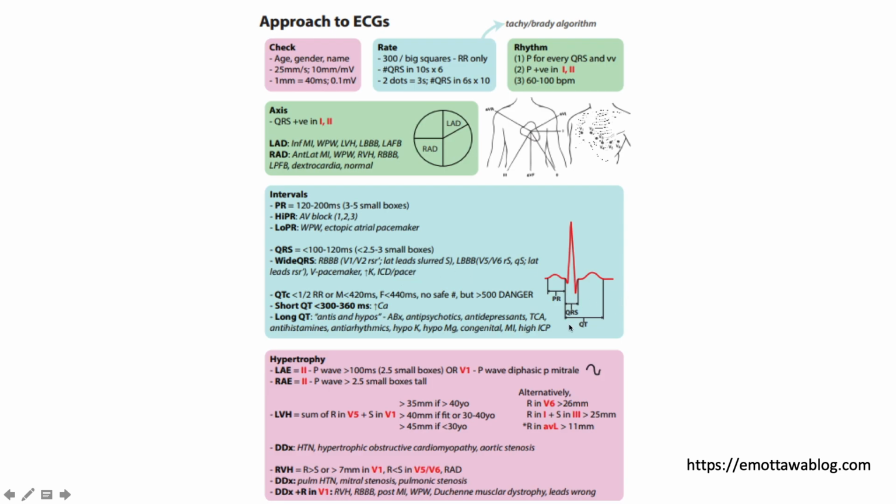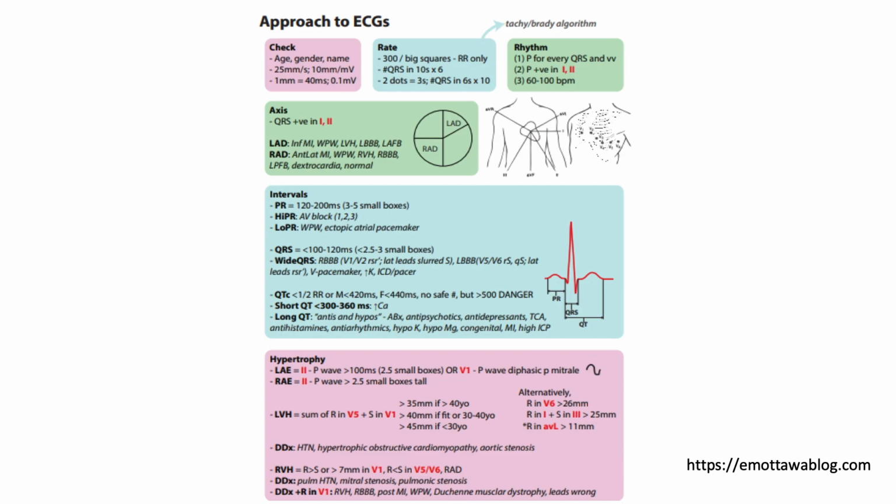Then looking at your QTc, which is the QT interval, which we have to correct, right? So normal corrected QTc interval in females is anything below 440 milliseconds, and in males anything below 420 milliseconds, right? Classic causes of a short QT interval is hypercalcemia, and then there's a whole truckload of causes for a long QT, where we think about the antis and the hypos. Think about antibiotics, antipsychotics, antidepressants, especially in the setting of TCA overdoses, antihistamines, antiarrhythmics, hypokalemia, hypomagnesemia, etc.